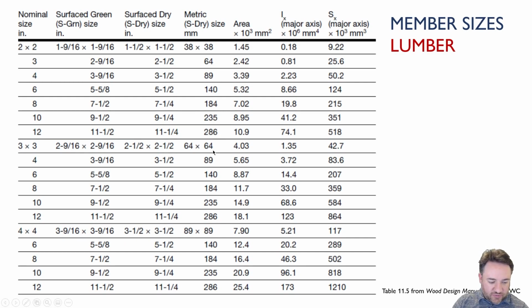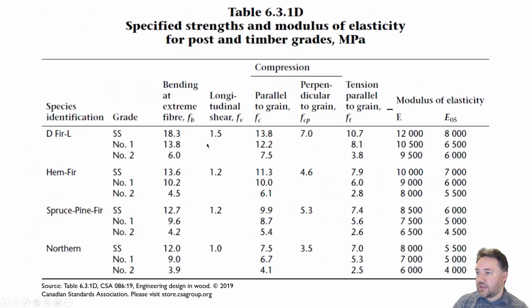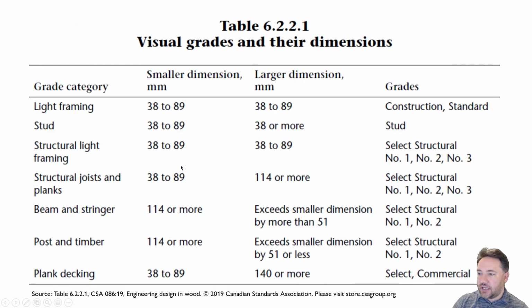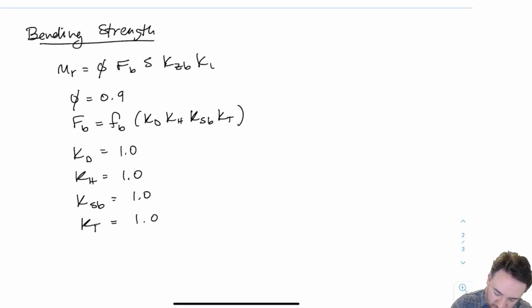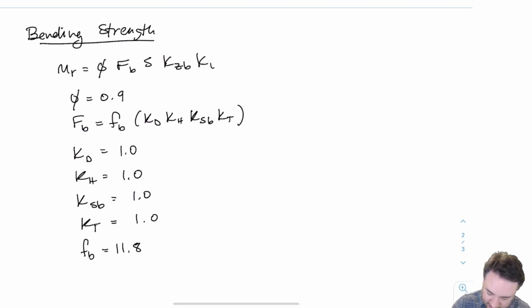And so let's also find our FB. So we are 38 by 286, so we are in the structural joist and plank category. So we're 6.3.1a. This is an SPF number 1. We read across to bending at extreme fiber, strength FB, and we get 11.8. So here we're going to have small fb equals 11.8. Therefore, capital FB is also going to be 11.8 MPa because all of our modification factors are 1.